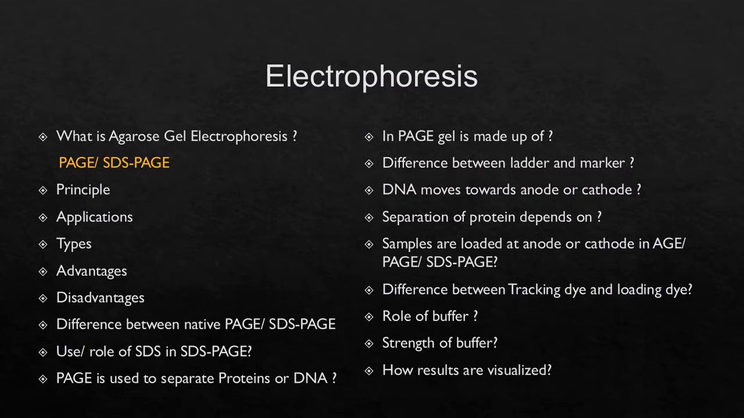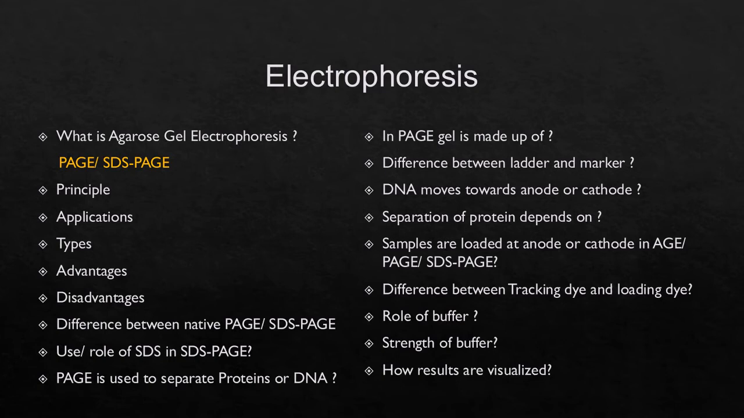So next is electrophoresis. These are some questions which I had listed for Agarose Gel Electrophoresis, polyacrylamide and SDS polyacrylamide gel electrophoresis. The common and mostly asked is what are the principles of these types, then applications of Agarose gel electrophoresis or PAGE and SDS-PAGE, then what are the types of electrophoresis. These are commonly used and commonly taught in theories.